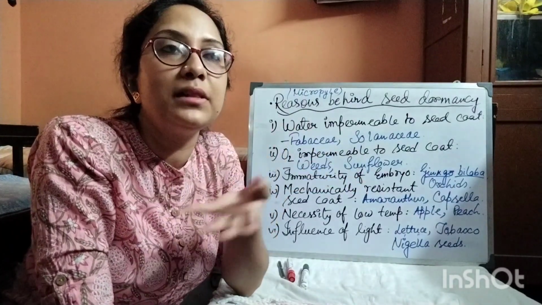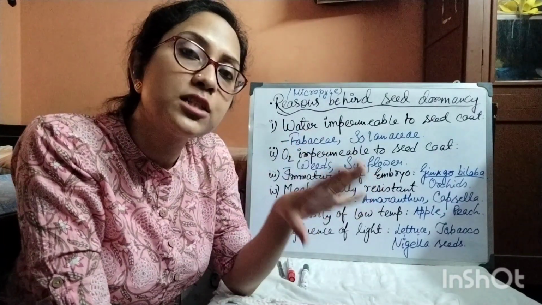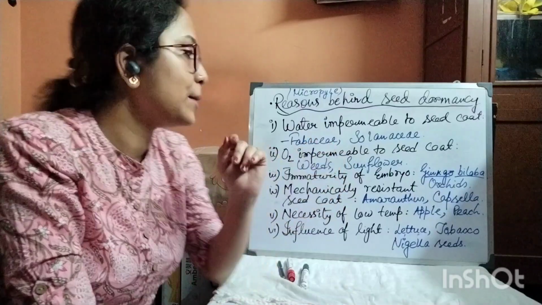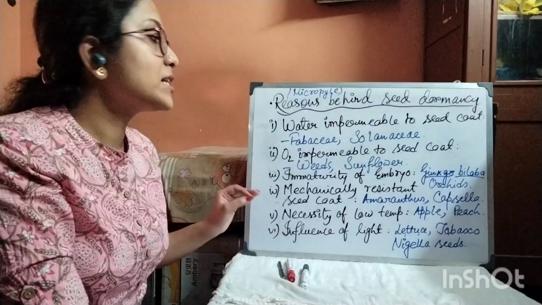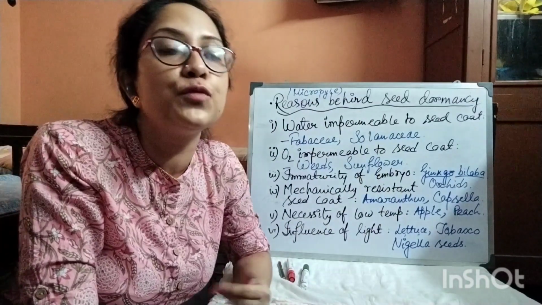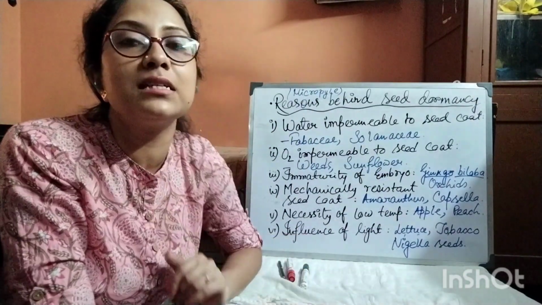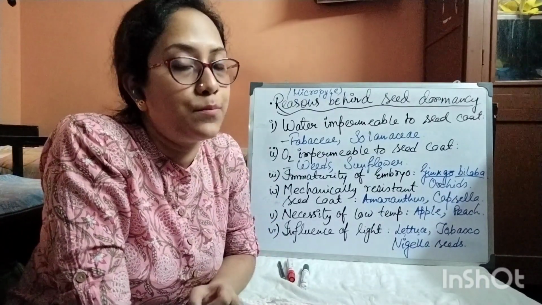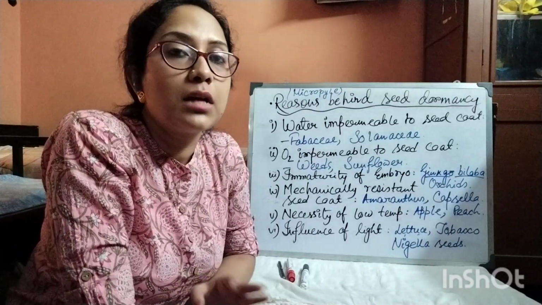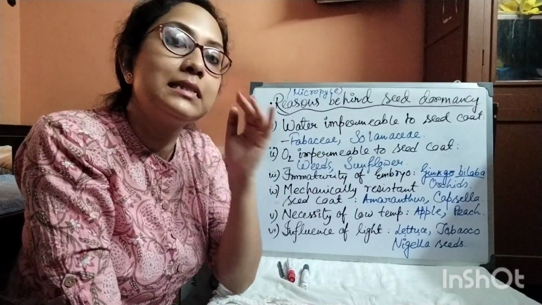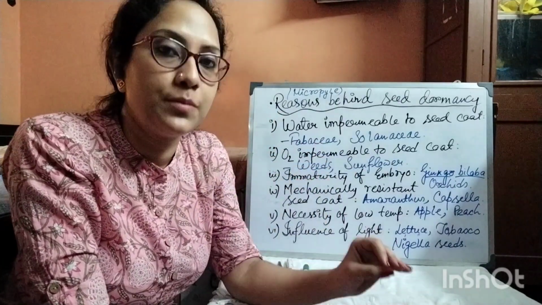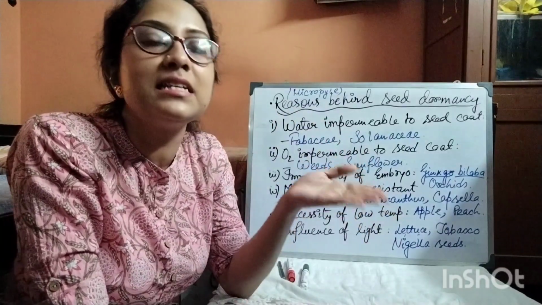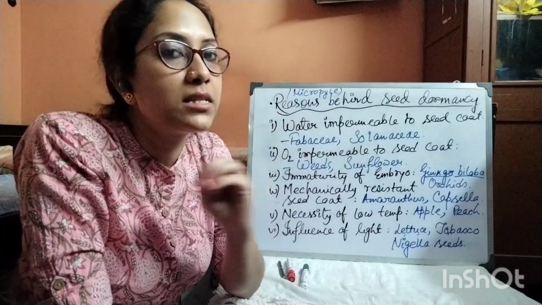Okay. The fifth point is necessity of low temperature. We all know that apple grows in Kashmir, and the temperature of that region is very low, almost 5 to 10 degrees. In the case of peach also. So in the case of apple and peach, fruits which are mainly harvested in the colder areas of our country, the necessity of low temperature is very important. If there is not a sufficient amount of low temperature, the seeds of those plants will never germinate. They must have that amount of low temperature to germinate.